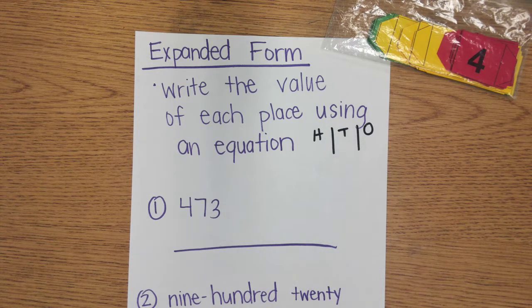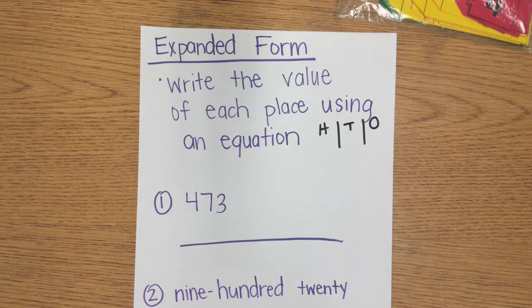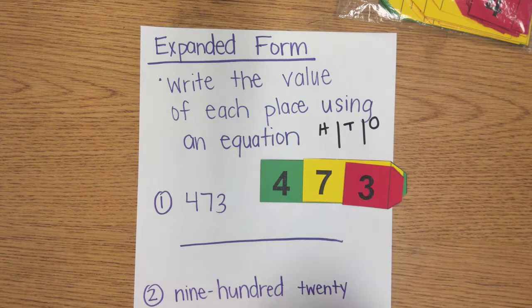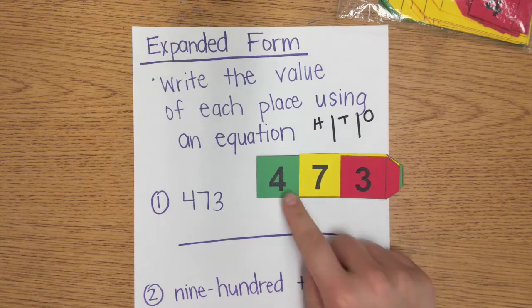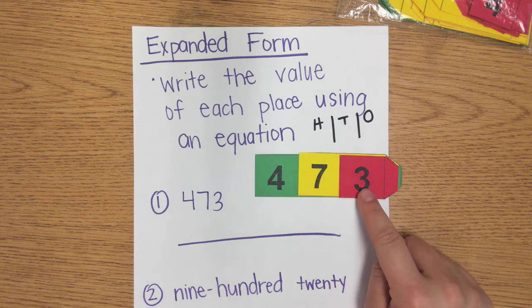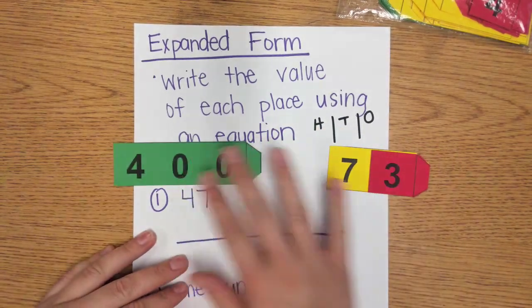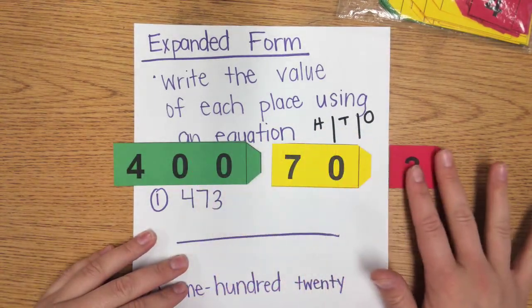So Miss Wilmeth, I went ahead and got my arrow cards ready. So our numbers today, the first number I'm going to look at, I'm going to build. I have 473. So if I look at the arrow cards I have, I know that the green represents my hundreds place, the 7 is my tens, and the 3 is my 1. And so when I look and I pull these apart, they show me the value of each place.